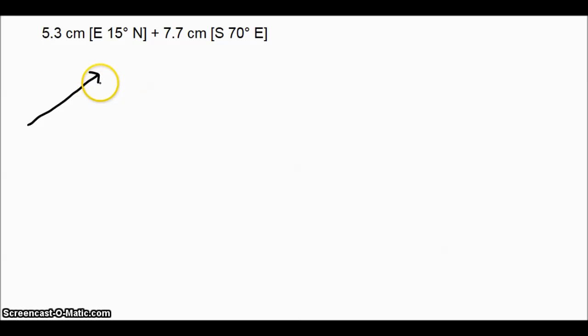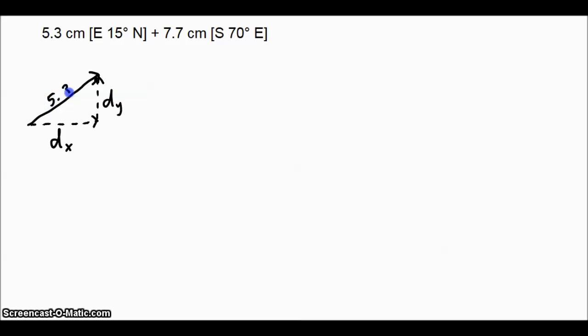So here we have our vector. Because it's going east and then north, I'm going to draw the x and y components in that order. And again, this is just a diagram to help us. Now this is in centimeters, which means this is a displacement. So this right here is dx, and this is our dy.